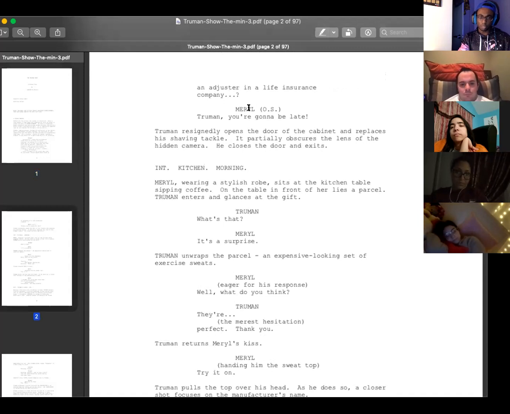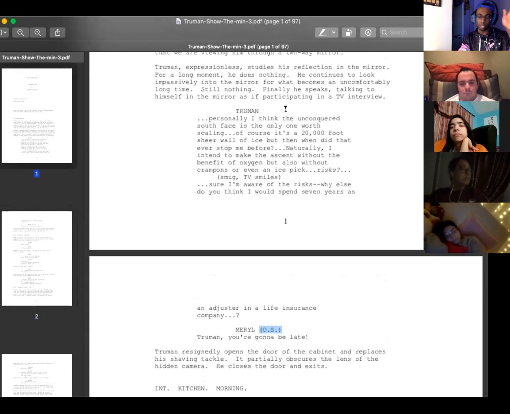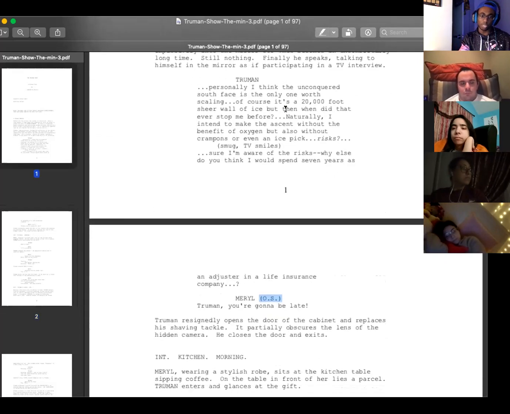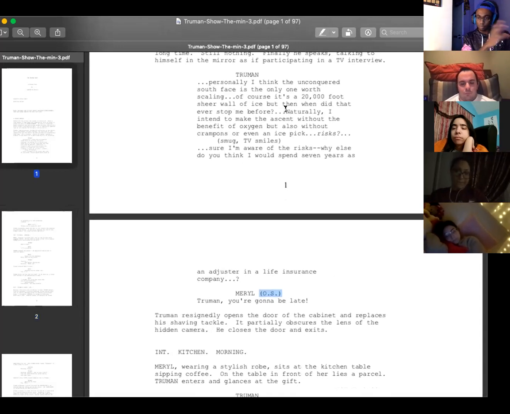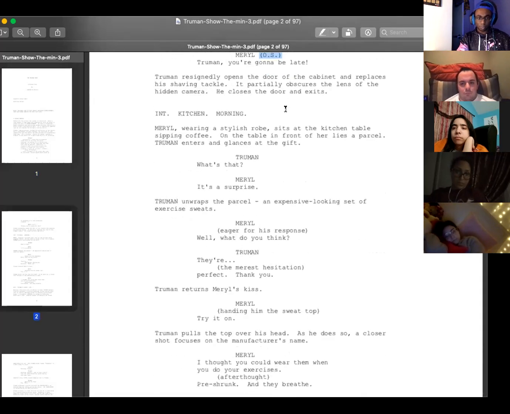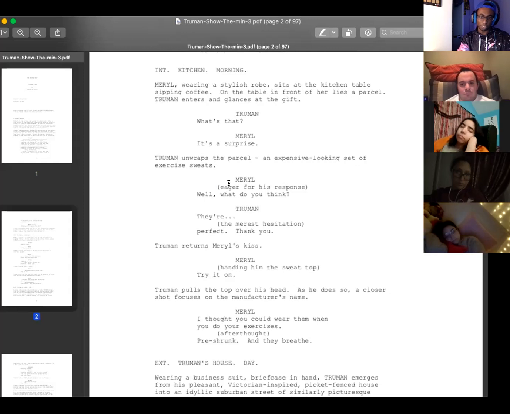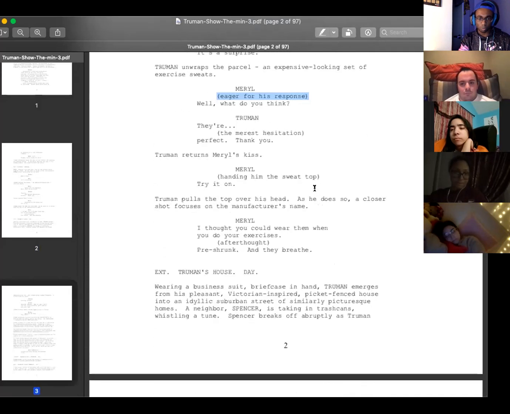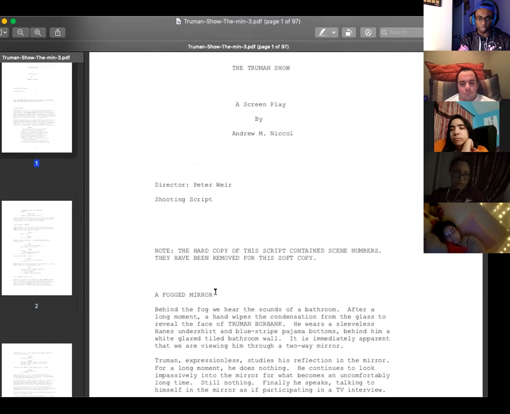Now, you have other acronyms in screenplays, like OS, which means off screen. Obviously whoever wrote this had camera work in mind ahead of time. So they knew they're going to focus on Truman or at least have Truman in the frame, and then you put off screen. That way it's established early on that Meryl is going to be off screen, a voice that you don't see immediately. Whatever creative choice is in there is up to everyone else. And then you can see what I was talking about earlier: eager for his response, little things for the actors or whoever's doing the table read to know how to perform this.